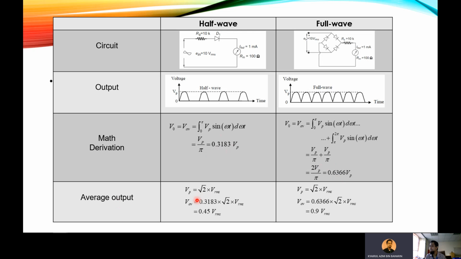And then the average output. For the half wave, the peak voltage is √2 multiplied by VRMS, so the average voltage is 0.3183 multiplied by √2. When we multiply these two, we get 0.45. For full wave, the average value, when we multiply 0.6366 with √2, we get 0.9. So this is how we determine the average voltage for full wave and half wave.